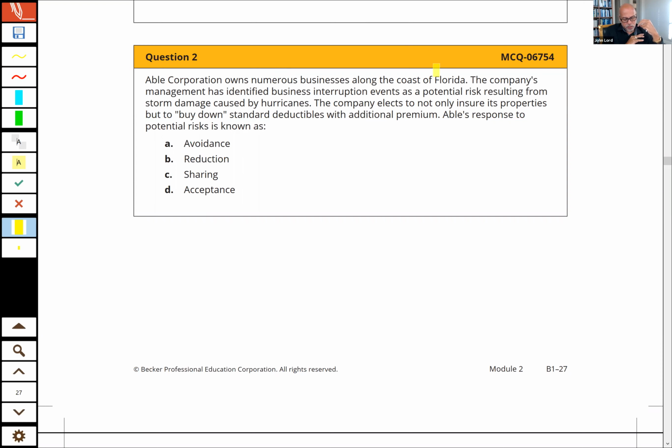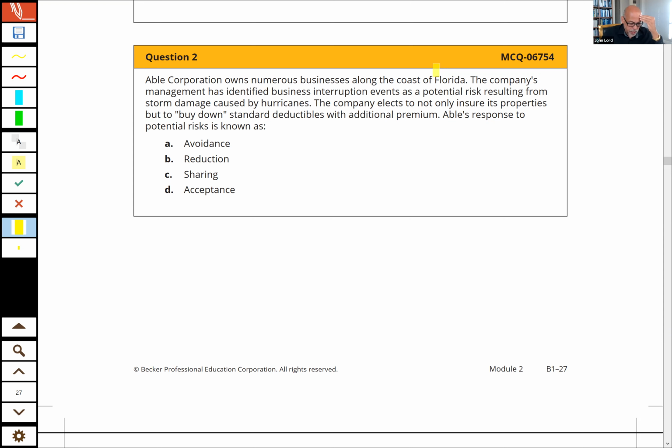Let's select actions that would fit with the choices, okay? And so we're going to pretend like this is a task-based simulation. And in the task-based simulation, they're asking us to select actions that would fit into avoidance, fit into reduction, fit into sharing, and fit into acceptance, and then we'll see why sharing, C, was the right answer here.